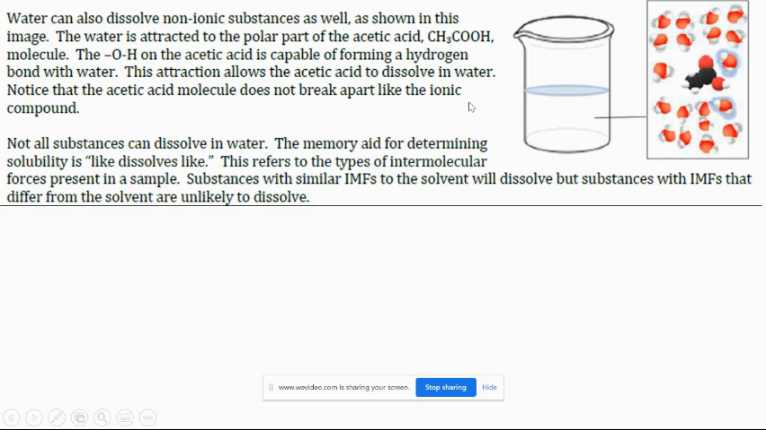And so because of that, it's going to be attracted to the water molecules. So this alcohol, or I'm sorry, this acetic acid then, this acid is going to be dissolved in water. Not all substances can dissolve in water. You can think about like dissolves like, but don't write it down on your paper.